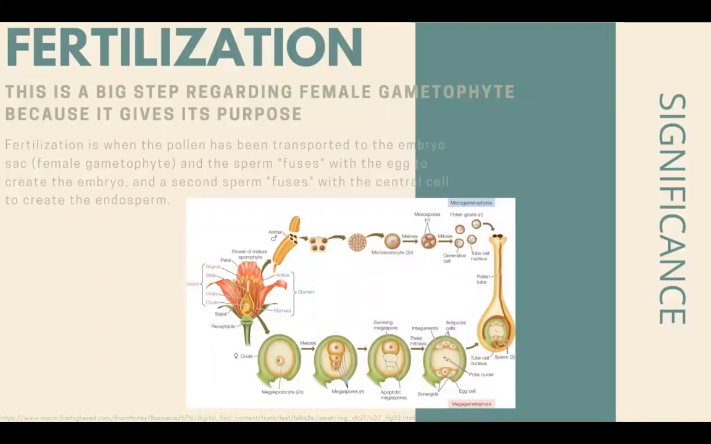Fertilization. This is a big step regarding the female gametophyte because it gives it its purpose. Fertilization is when the pollen has been transported to the embryo sac, which is the female gametophyte, and the sperm fuses with the egg to create the embryo, and a second sperm fuses with the central cell to create the endosperm.